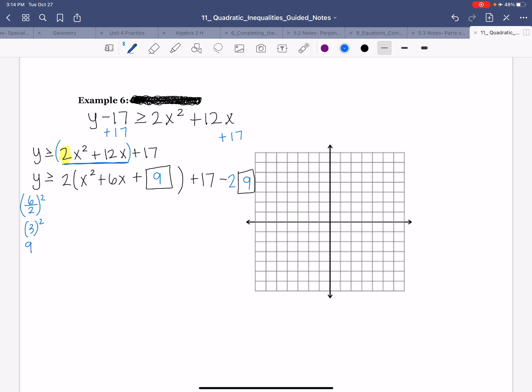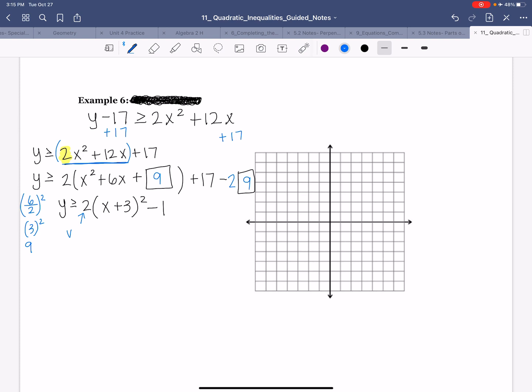Now you've made a perfect square trinomial. So now I have y is greater than or equal to 2. When this factors, we're going to get x plus 3 squared. Remember, it's whatever the number was before you squared it, so positive 3, positive 3. And then we need to do 2 times 9, which is negative 18. So this is really 17 minus 18, which gives me a negative 1. Now this is in vertex form, so it's really easy for me to graph because we can see all of our transformations.